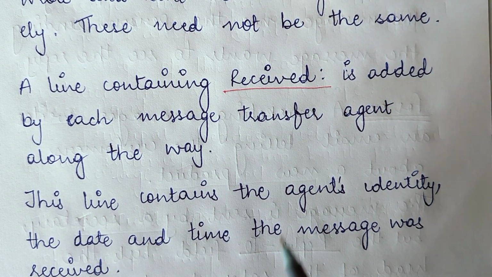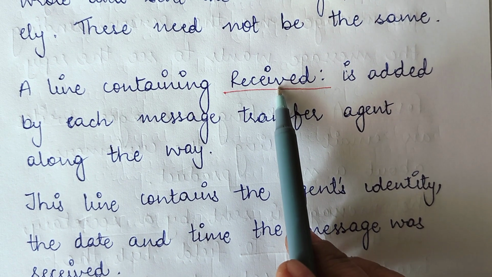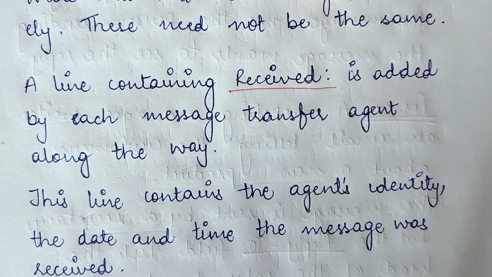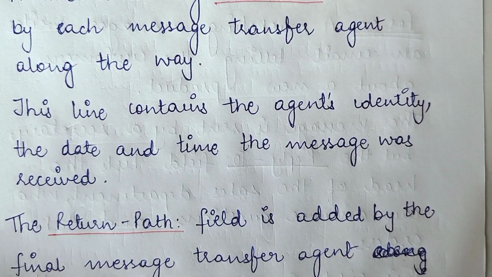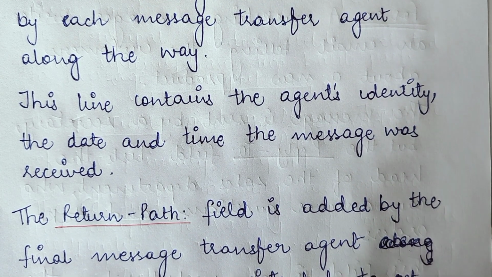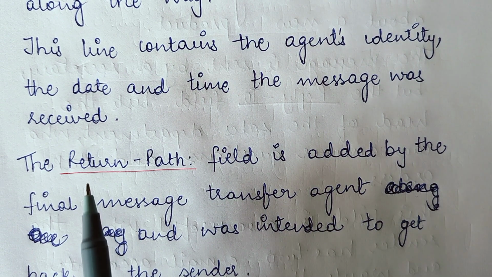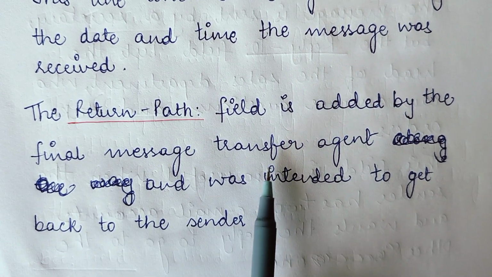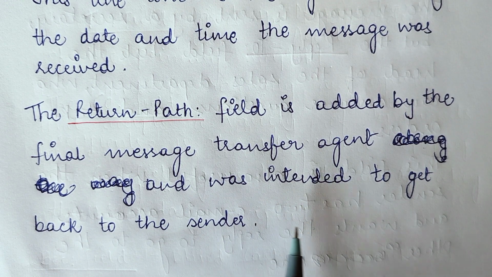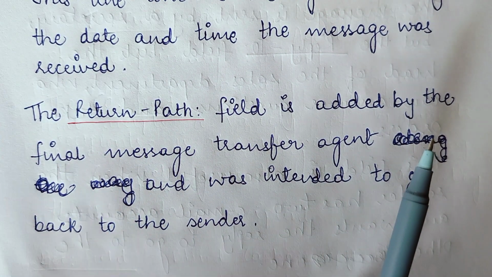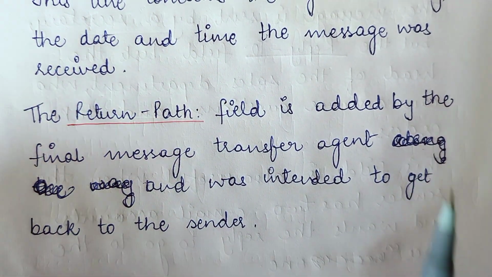The next field is Received. A line containing the Received field is added by each message transfer agent along the way. This line contains the agent's identity and the date and time the message was received. All these details are in the Received field. Then is the Return-Path field. The Return-Path field is added by the final message transfer agent and was intended to get back to the sender, in order to let the sender know what happened to his message that was received.